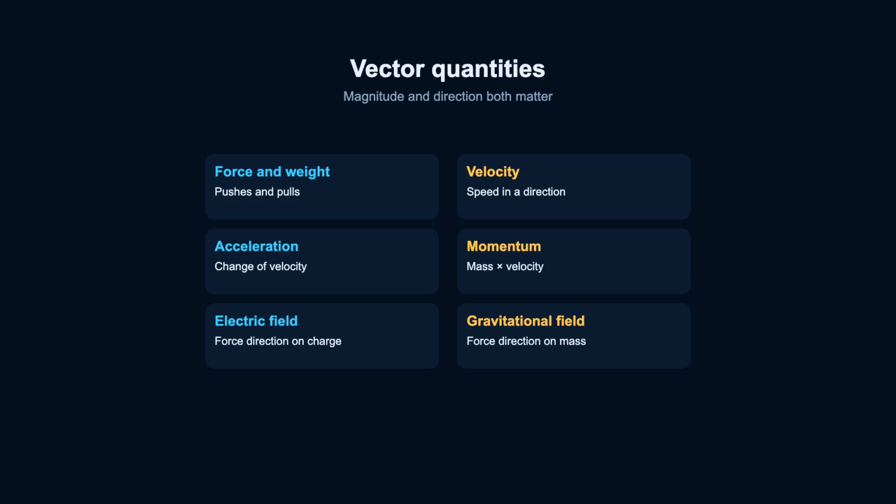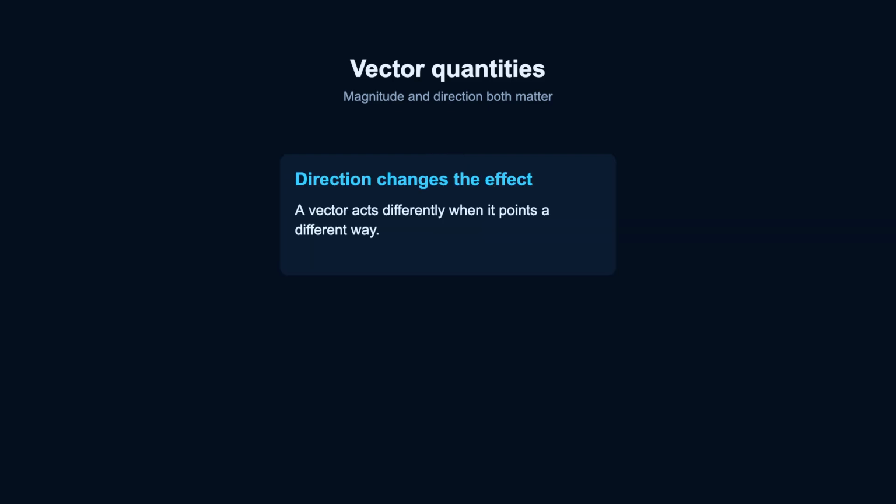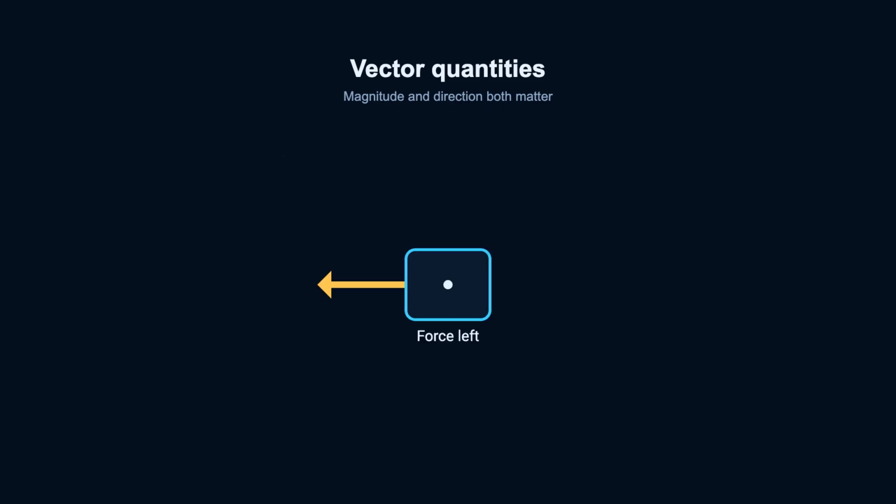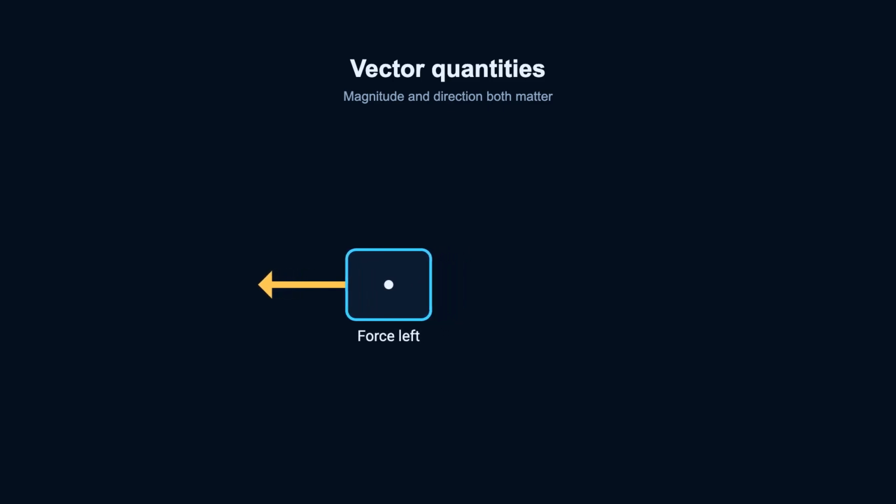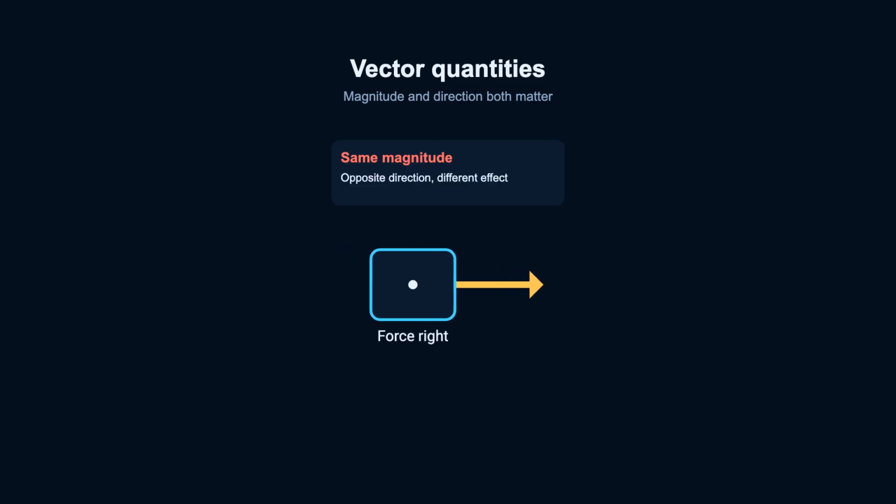Force, weight, velocity, acceleration, momentum, electric field strength, and gravitational field strength are vectors. Each one changes its physical effect depending on which way it points. A force pushing left does something completely different from the same-sized force pushing right, even though both have identical magnitude.